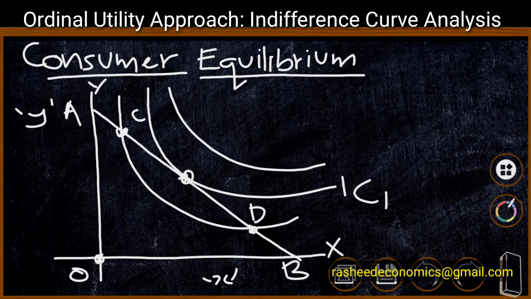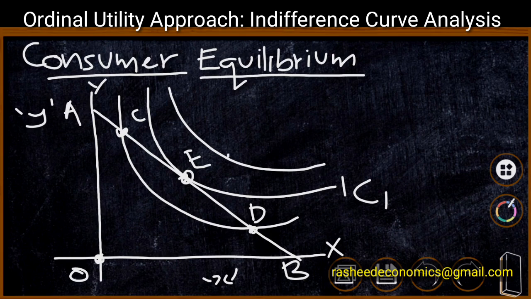Now we can have point E. As we compare points C and D with point E, E lies on a higher indifference curve and the consumer can have maximum satisfaction. This is the most suitable point as far as the consumer is concerned, because it contains the maximum amount of X and maximum amount of Y that can be purchased by the consumer.